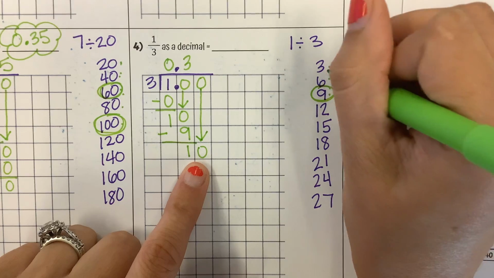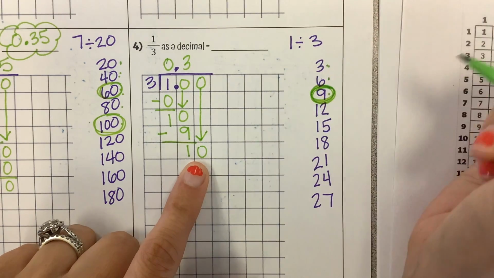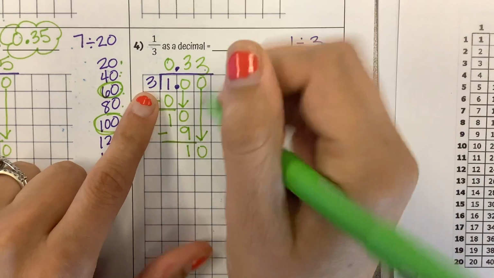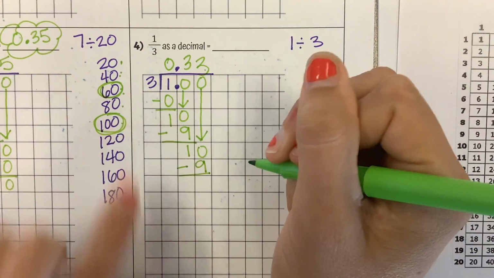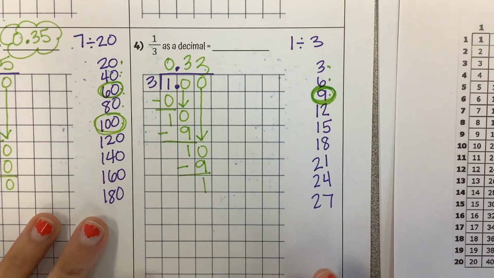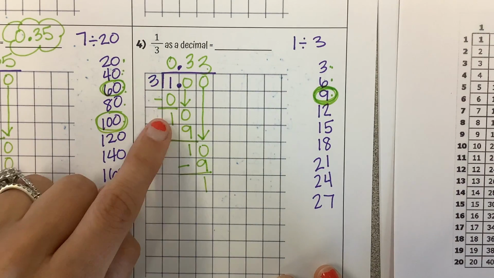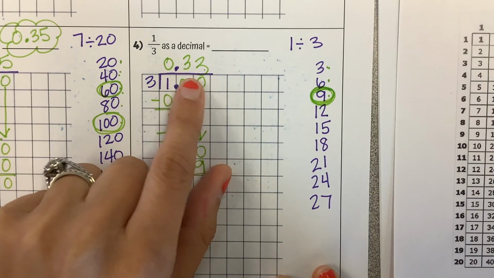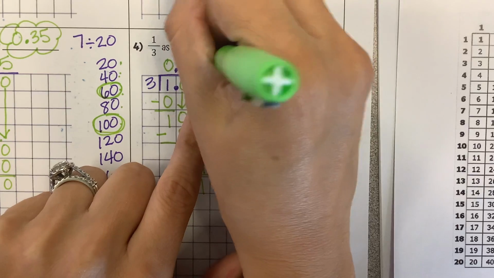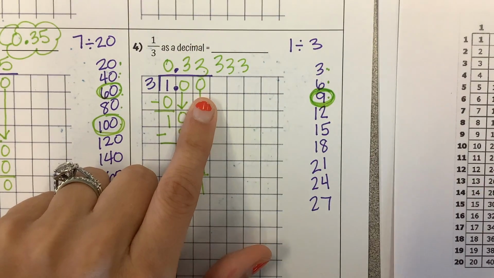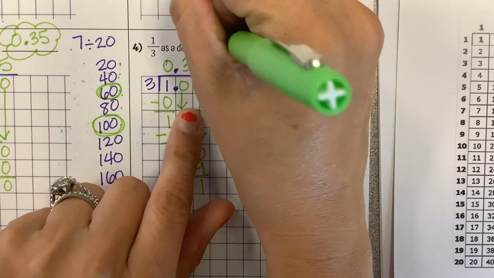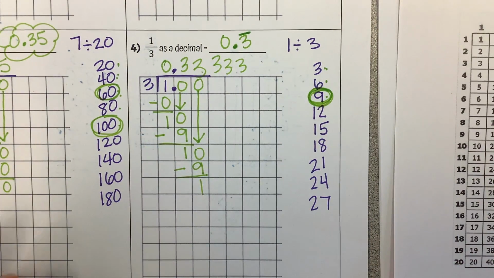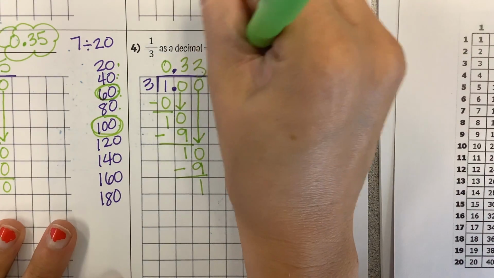We have nothing to bring down, so I'm going to add a 0 and bring that down. 3 goes into 10 three times again, because 12 is too big. So I put my 3 up here. 3 times 3 is 9. And I subtract. 10 minus 9 is 1. So you might notice this pattern: 10 minus 9, 10 minus 9. Each time that's going to happen, so this 3 is going to keep repeating a bunch of times. So when I'm writing 1/3 as a decimal, I can write this as 0.3 and put a little bar over the 3 to show that the 3 is repeating.